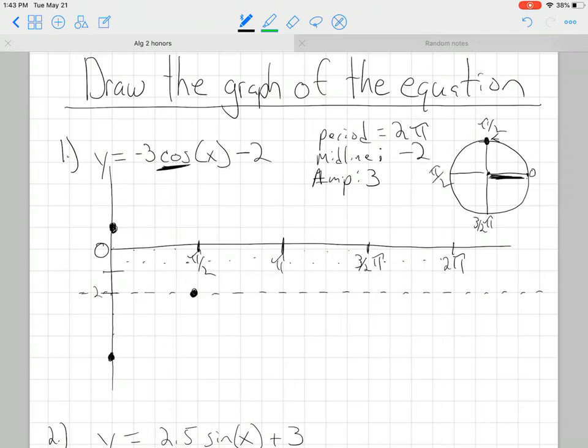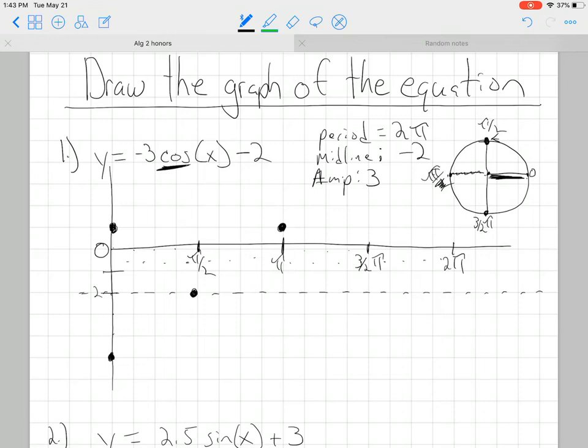Now, when I'm at pi, this is not pi over 2, this is just pi. When I'm at pi, I'm as far as I can be from the pole in the other direction. So now I'm over here, as far as I can be from my midline in the other direction. So at pi, I'm there.